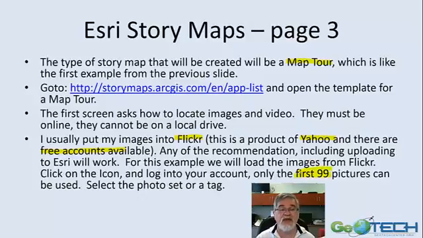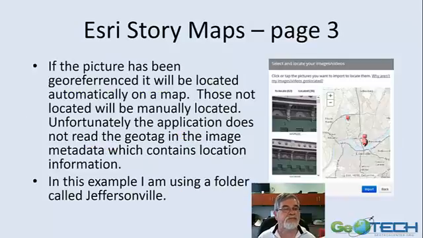You may only have 99 pictures in this story map, and therefore if you have more pictures than 99 in that folder, it's going to only use the first 99. Now you can delete some and get more in there and things like that. It will only use 99 pictures in this one. So you select a photo set or a tag and you move forward.